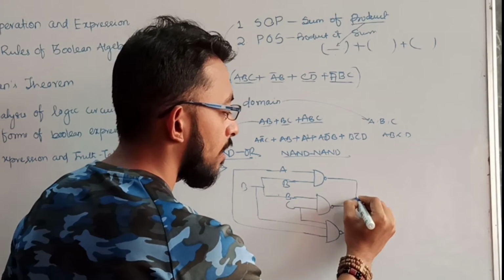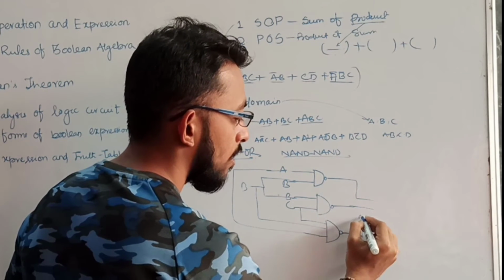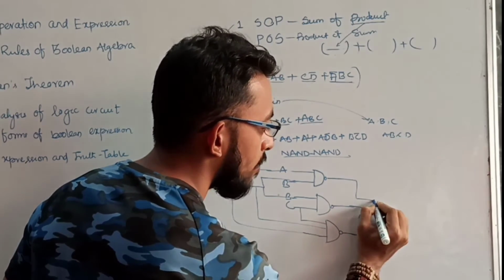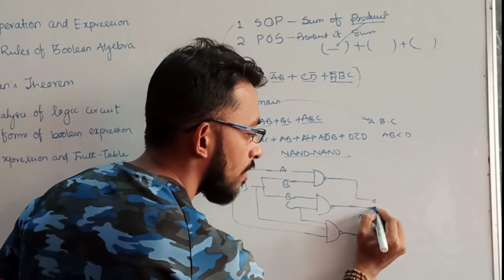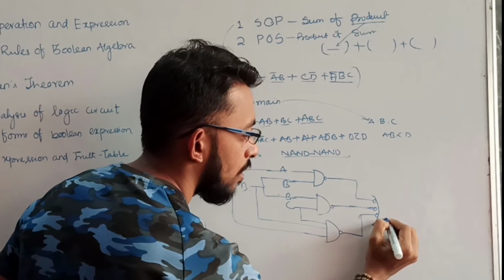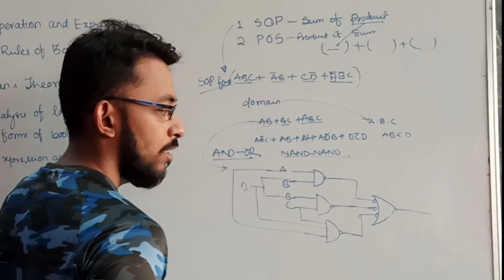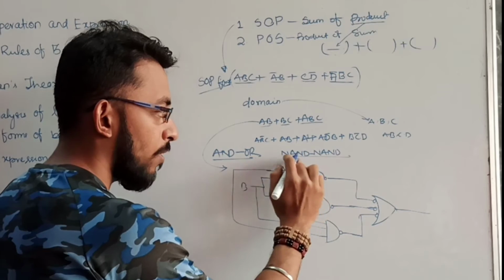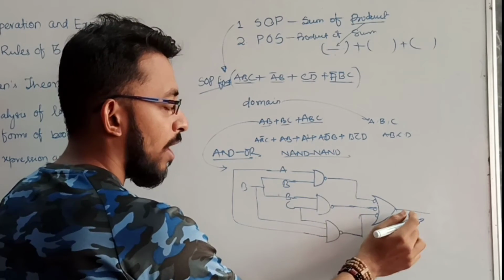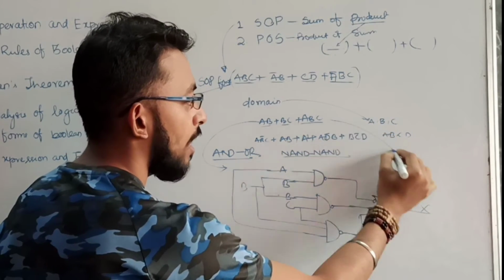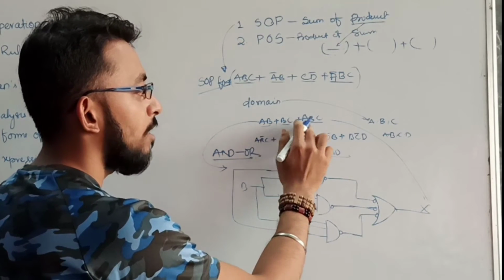Then these three have to take another NAND gate. So how to represent a second NAND gate? That is by negative OR. Are you getting or not? This is one NAND form. This is also one NAND form. And at the output, what will I get? I will get the same value, nothing but AB plus BC plus ABC.